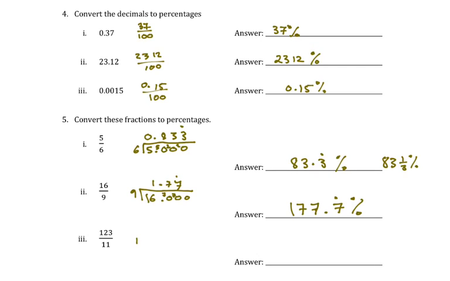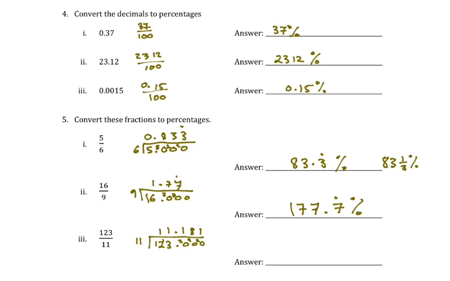The final one here, 123 divided by 11, so we literally do 123 divided by 11 using the bus stop method again. 11s into 12 go once, remainder 1. 11s into 13 go once, remainder 2. 11s into 20 go once, remainder 9. 11s into 90 go 8 times, remainder 2, sorry. And then 11s into 20 go once, remainder 9. So we're going to have this recurring decimal, 1.1181818.